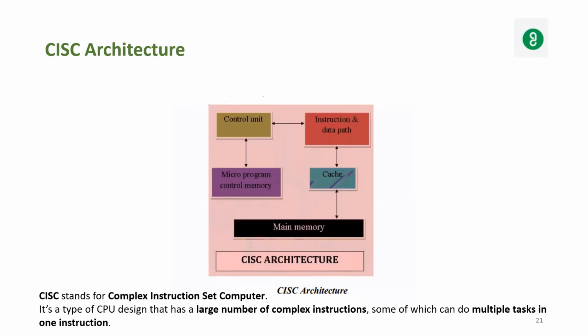The next architecture is CISC architecture, complex instruction set computer architecture. The number of instructions will be more in this case. It has a large number of complex instructions, some of which can do multiple tasks in one instruction. Within a single instruction, it does multiple tasks. That is CISC architecture.